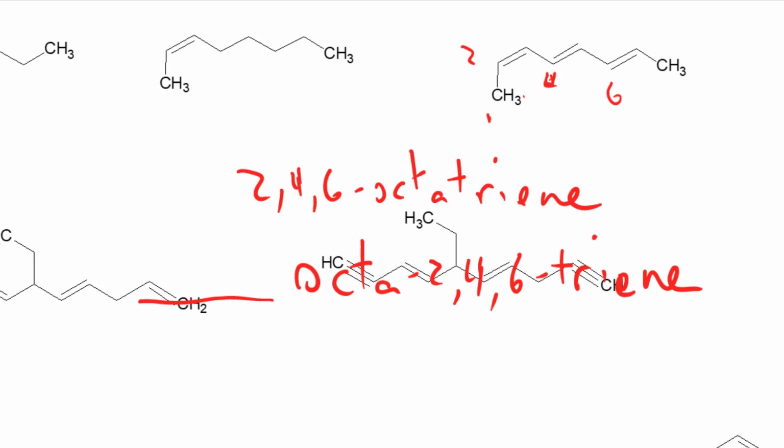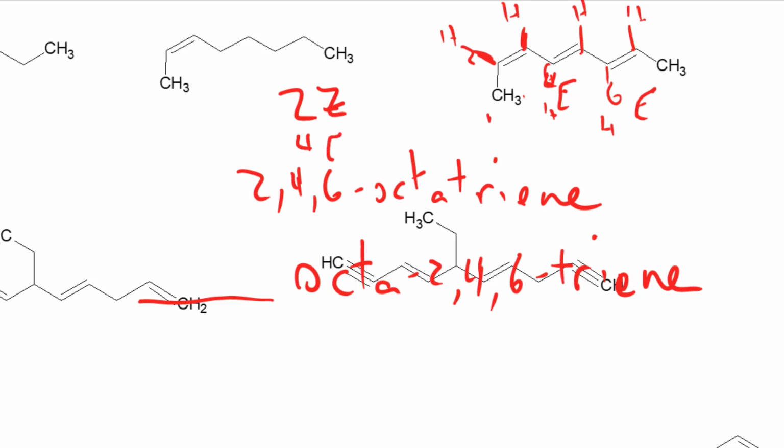So if we take a look at each of these, so starting from the 2 carbon here, I've got the H's, they're on the same side, and the carbons here are on the same side. So the 2 position is a Z, or a Z for our American cousins. In the 4 position then, I have an H here, I have an H here, they're on opposite sides, so this is an E. And in the 6th position, I have a hydrogen here and a hydrogen here, they're on opposite sides, this is also an E. So it's a 2Z, a 4E, and a 6E.